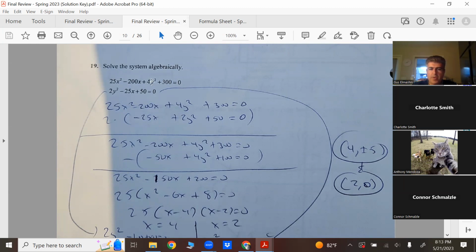So I see 4y squared in the first equation, 2y squared in the second equation. So I'm going to multiply the second equation by 2. By doing that, that enables me to subtract the equations and cancel out the y squares, or 4y squares in this case. So I multiply the second equation by 2.